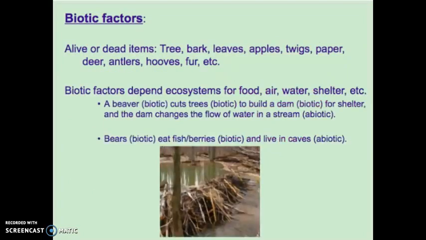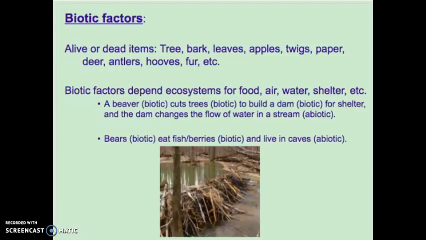Some people get confused with biotic factors because they believe that the item has to be alive or currently living in order to be considered biotic. But that isn't the case. Anything that is alive or dead or was a part of a living thing is also considered biotic. So items such as a tree, the bark of that tree, leaves, whether they are attached or now on the ground, apples, twigs, even pieces of paper could be biotic. In a similar idea, the deer and its antlers, its hooves, its fur, etc., those are all biotic factors.